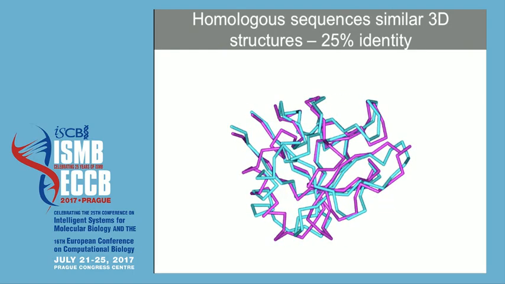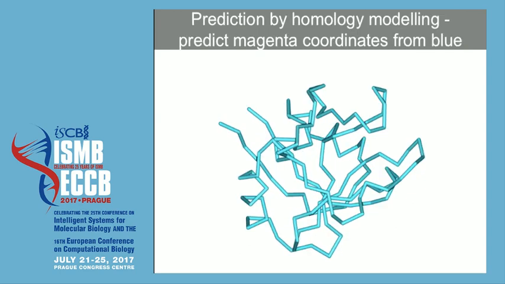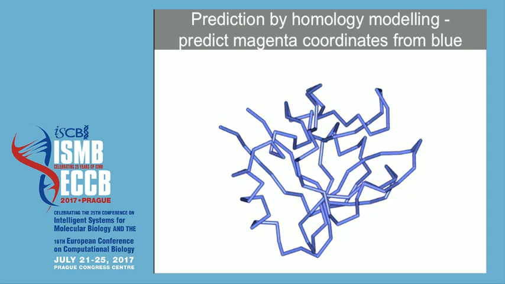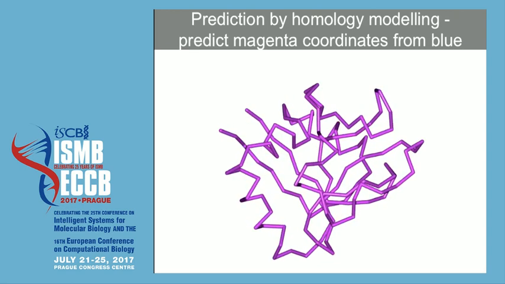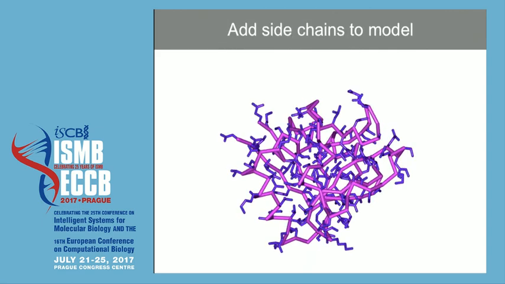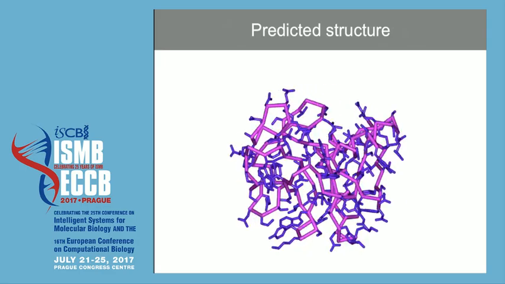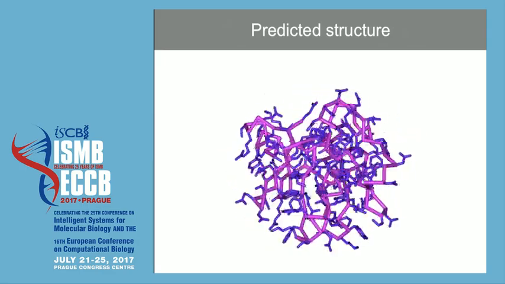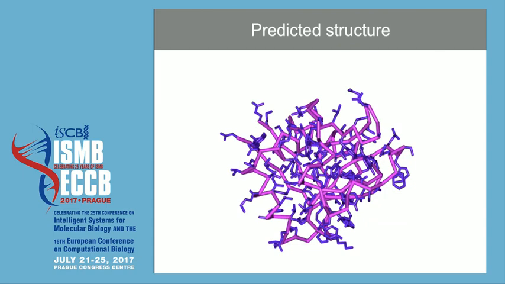So in a simplified version, how does template-based modeling work? You recognize that the two proteins are similar. You adjust the main chain to represent the new sequence. You stick on the side chains, and hey presto, you have your predicted 3D structure. So that's a simplified view of the strategy.